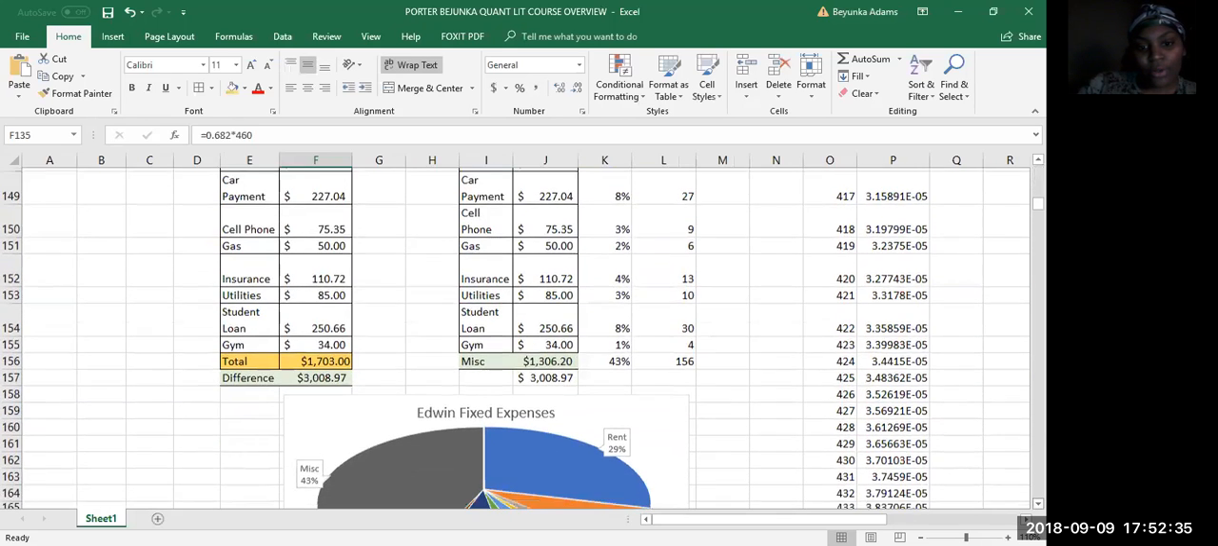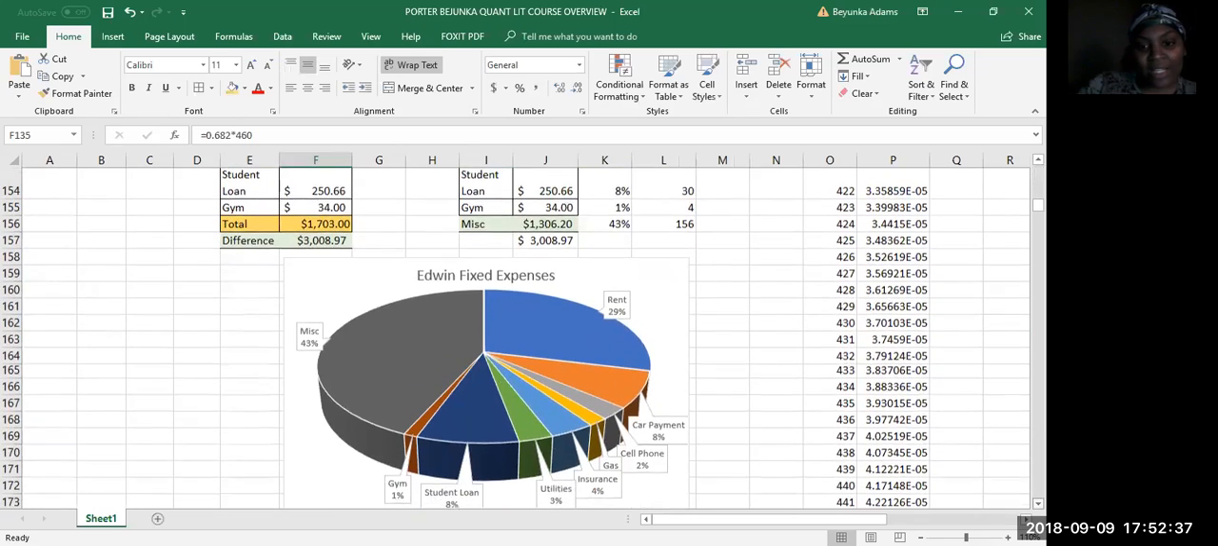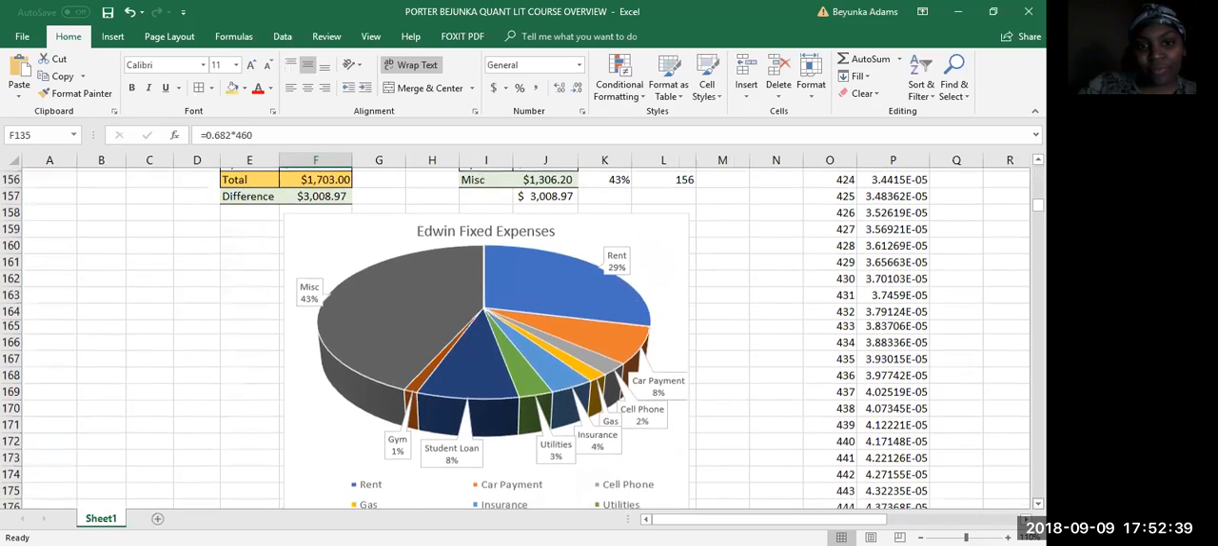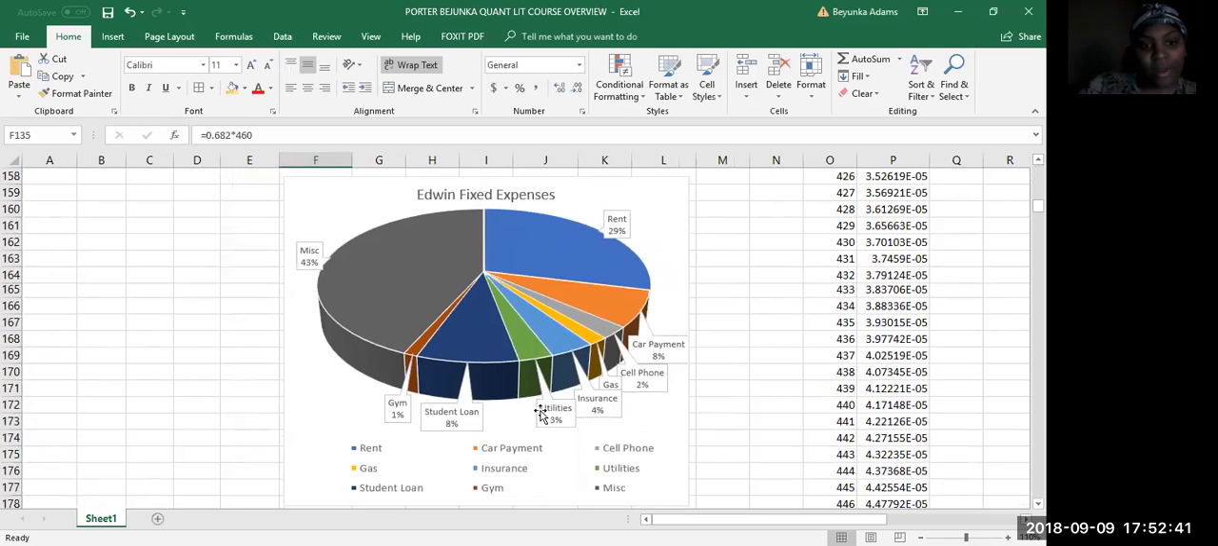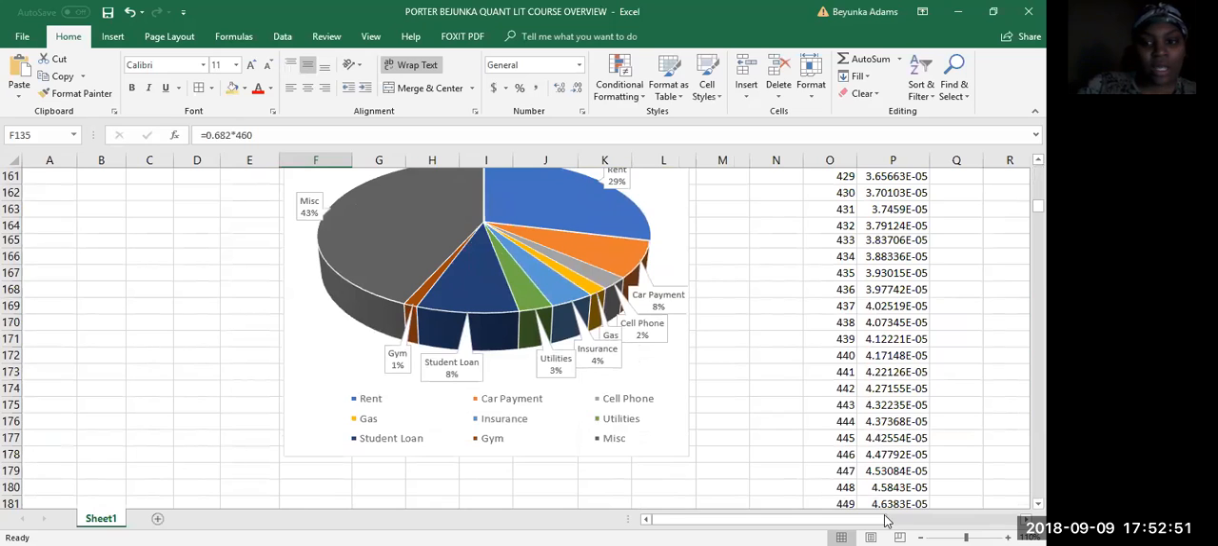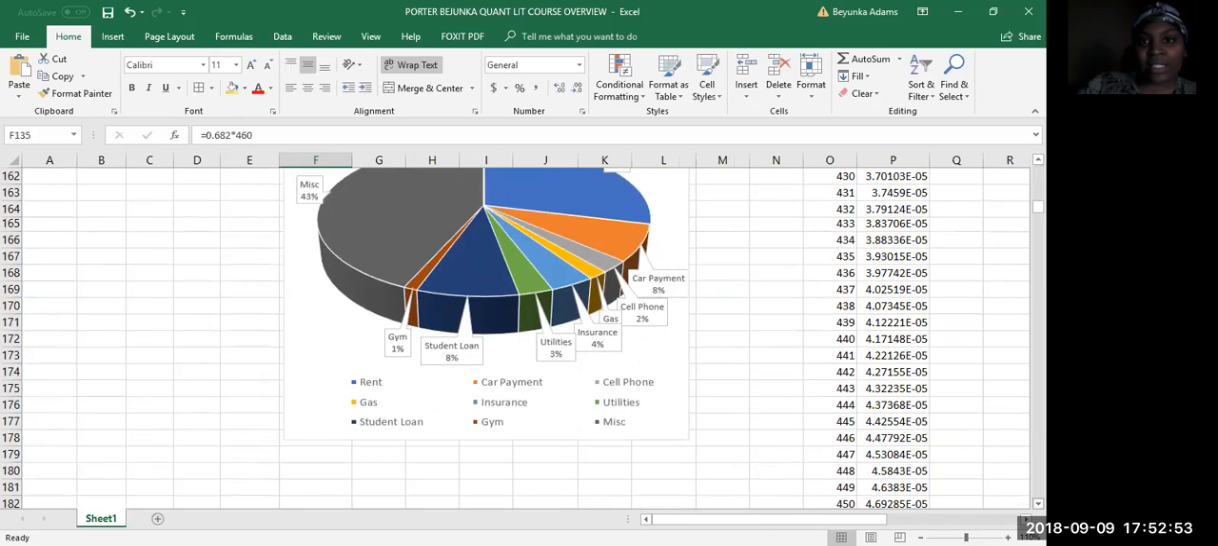So the pie chart that we created is right here, and it shows all of this right here, and it labels everything. And that was Edwin's fixed expenses, and that was number 5 and 6. And that was all of my Excel spreadsheet.